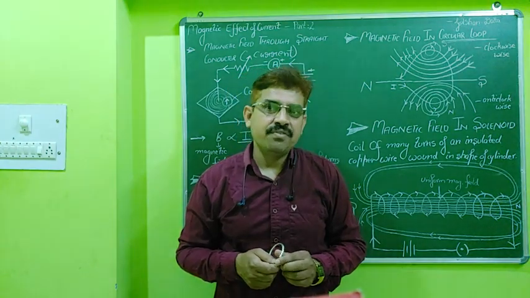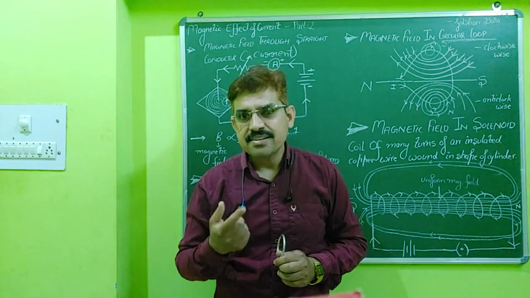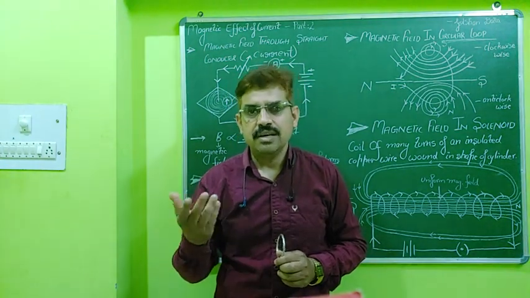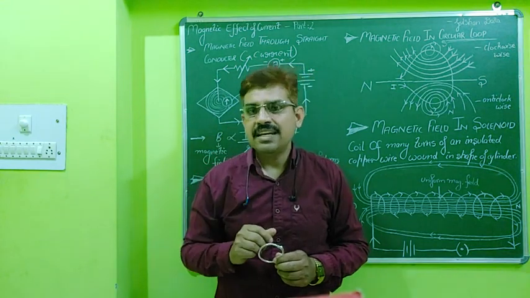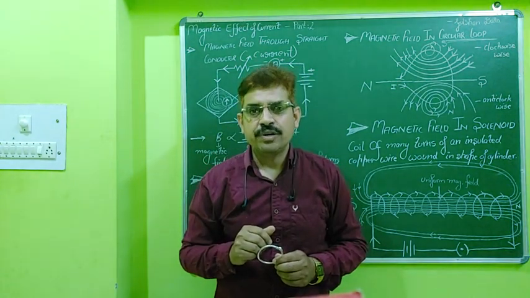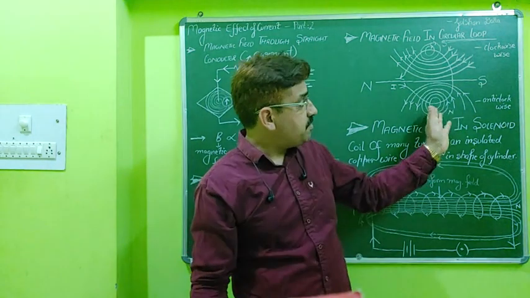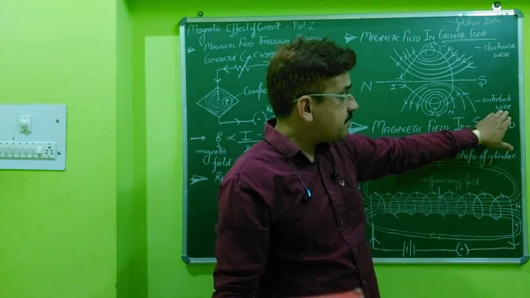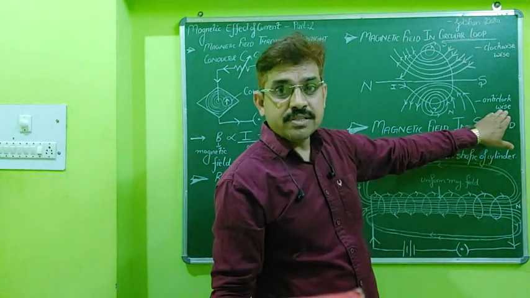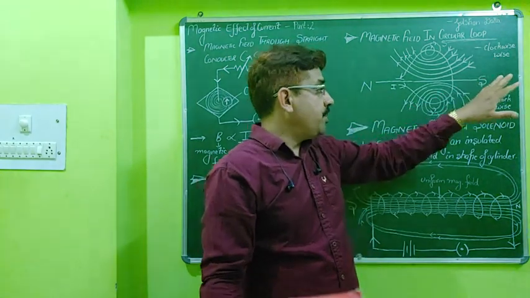So that is why I want to share that if a current is flowing, whether it is a straight conductor or a circle loop, formation of a north pole and south pole definitely will be there. So that is the meaning of this circle loop: anti-clockwise means north pole is there and clockwise means south pole will be there.